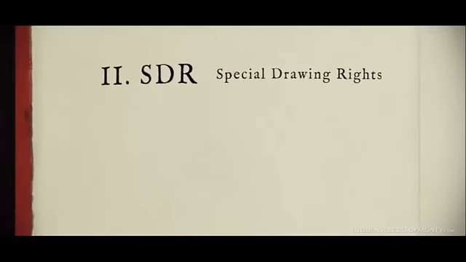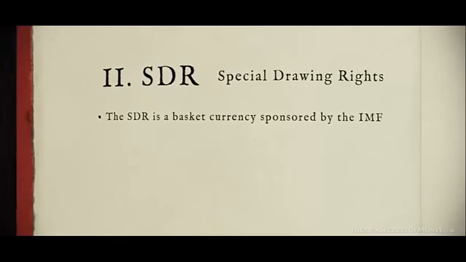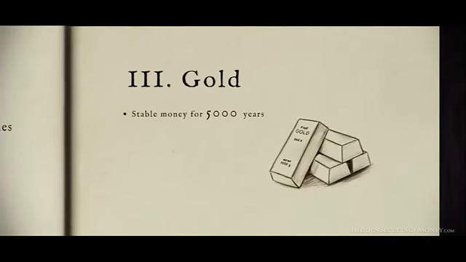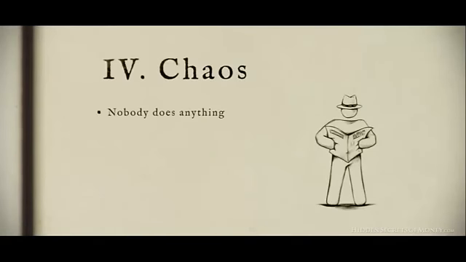The SDR is the second choice. The SDR is a basket currency sponsored by the IMF. At least for the time being, it's also printed money. The IMF literally prints the SDRs and ships them out to the members, and their reserves go up, exactly the way the Fed creates money and bank reserves go up. But it's not backed by anything. Third choice is gold, some variation on the gold standard. And the fourth choice is what I call chaos, which is that nobody does anything.